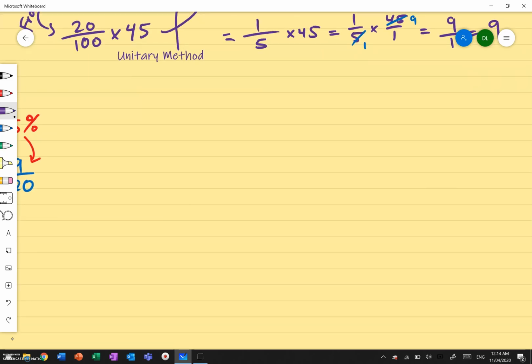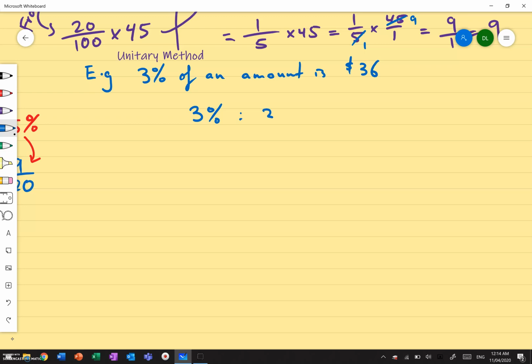All right, lastly is our unitary method. So this is typically saying something like, let's say for example I had 3% of something, of an amount, is $36. Let's say that. I need to find 100%. So we can use our ratios, right? So 3% is $36, and I need to get to 100%.